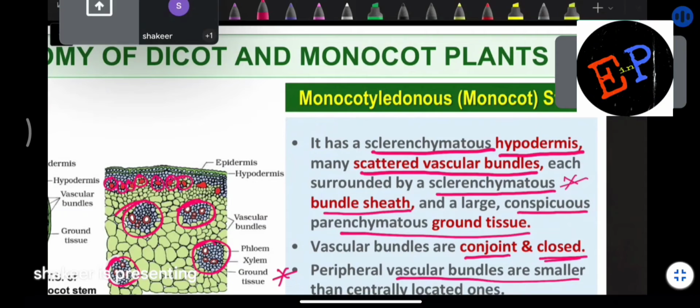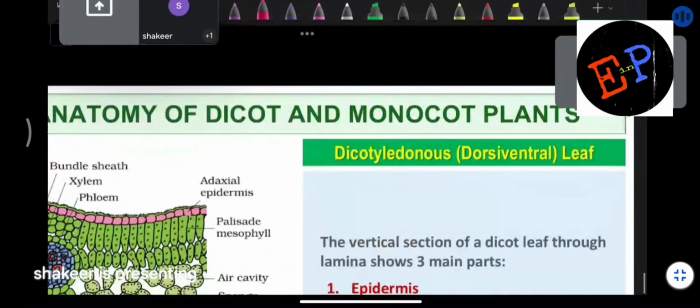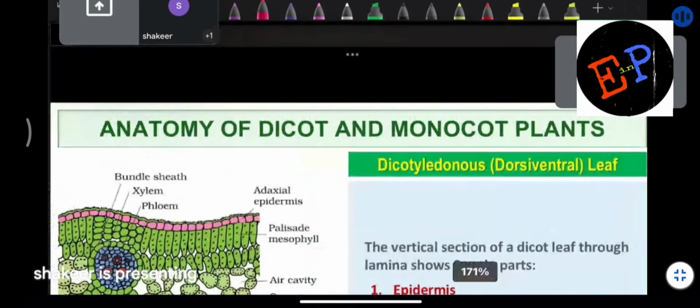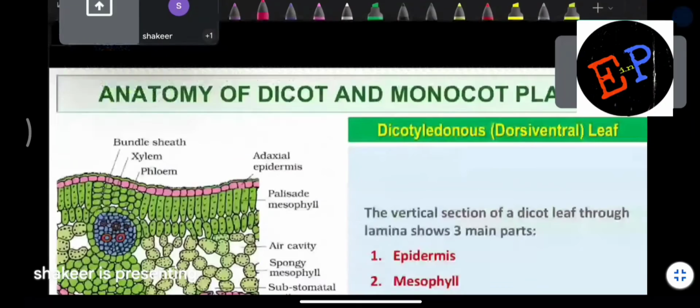What is the major difference between monocot stem and dicot stem? In the dicot stem you will find a regular arrangement of vascular bundles. But here these vascular bundles are present wherever they like. That is one difference. Then we will study the leaf in the next class, the dicotyledonous leaf. We will stop here and continue in the next class.